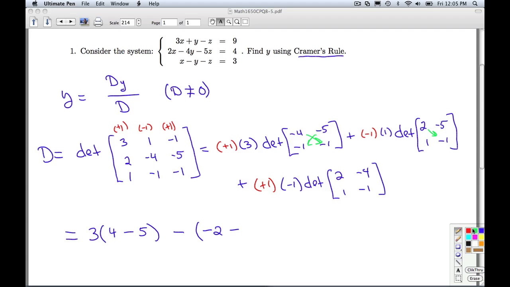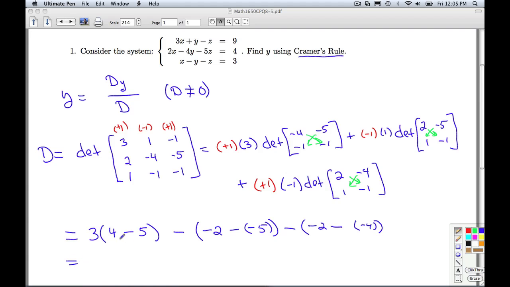minus negative 5 times 1, negative 5. I have a positive 1 times a negative 1, so that's going to be another minus. This determinant, 2 times negative 1, is negative 2, minus negative 4 times 1, negative 4.